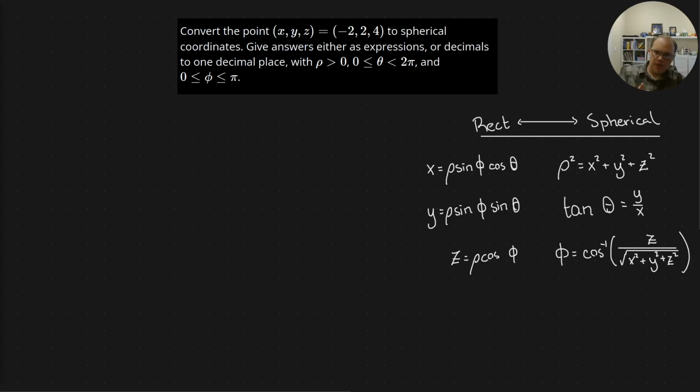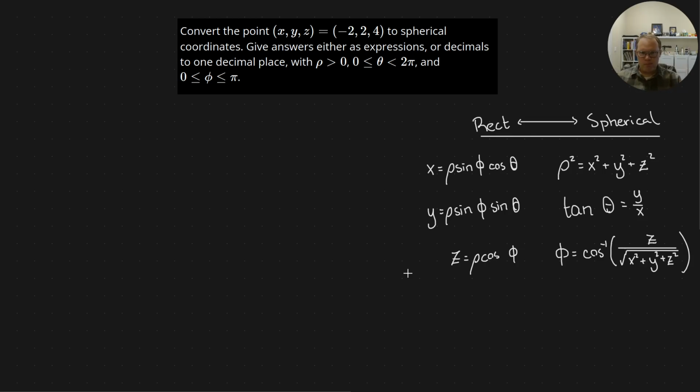Let's take a look at another example. Here we want to go the other way. We have a point in rectangular coordinates. We want to express it in spherical coordinates. And we want to do it in such a way that rho is positive, theta is between 0 and 2 pi, and phi is between 0 and pi. So the usual ranges we want for those values.